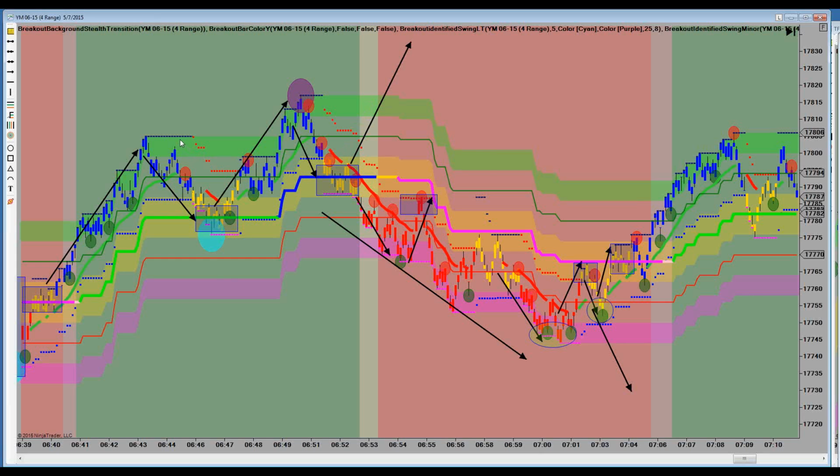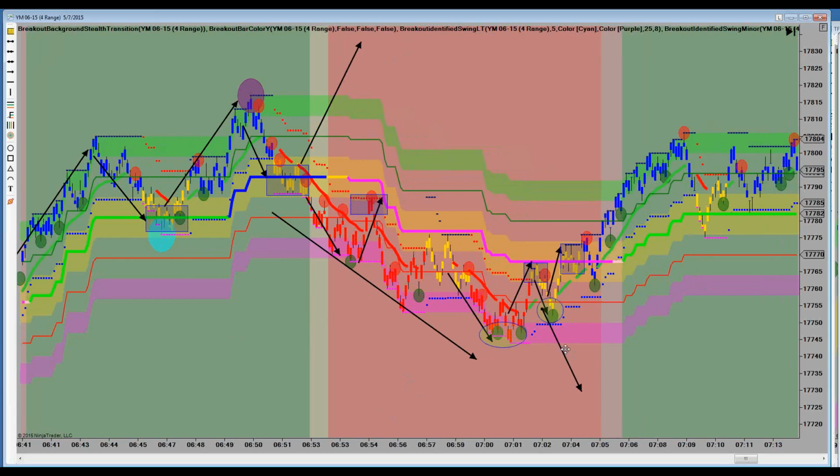Or you can use the dashes. The dashes are what are called the swing high-low, breakout swing high-low indicator. Okay? That's the dashes. The dashes will be on the top or the bottom, depending on the trend direction, and the dots will be above or below, depending on the trend direction. They will change color.